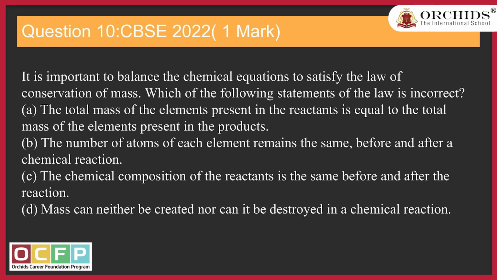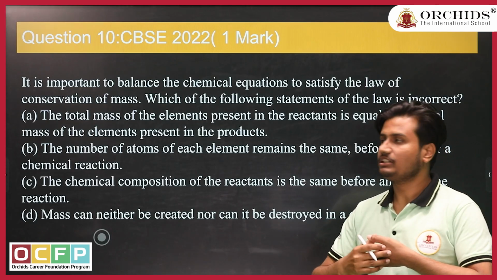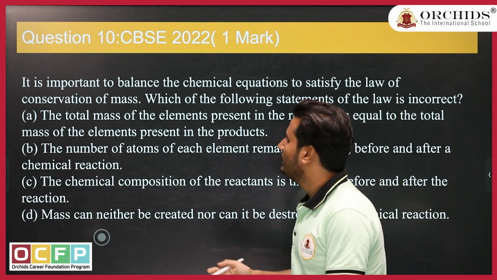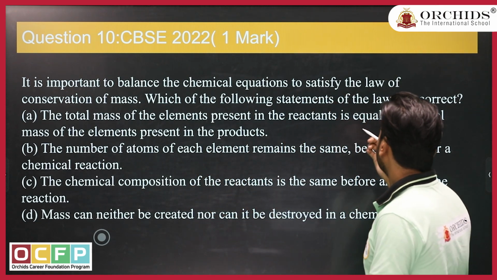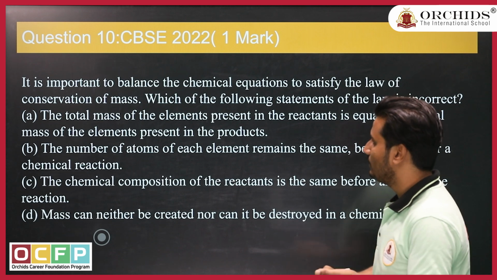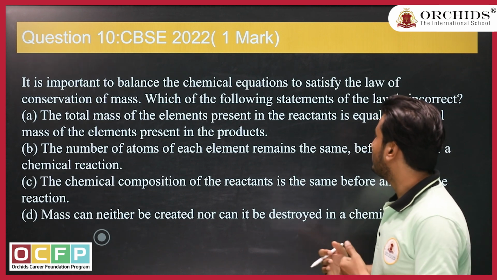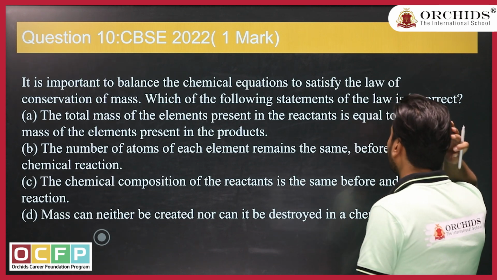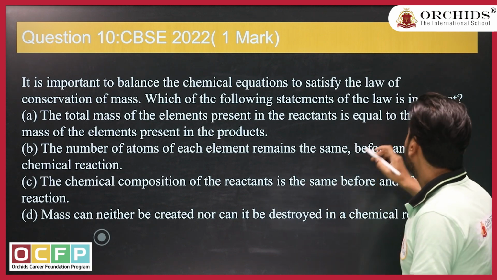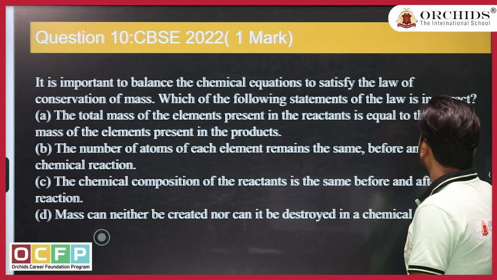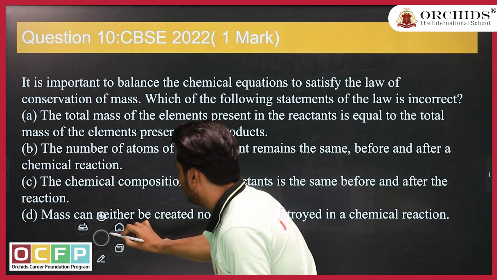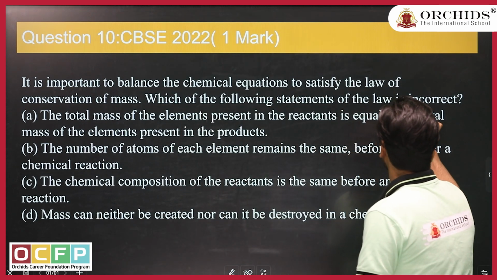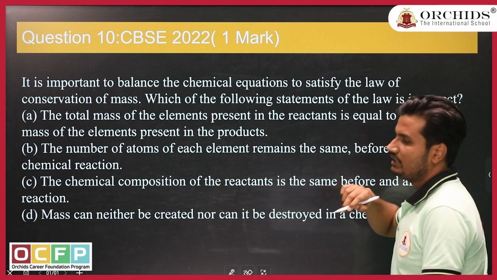Alright. So this is a question asked in 2022, a 1 mark question. It is important to balance the chemical equation to satisfy the law of conservation of mass. Which one of the following statements of the law is incorrect? Alright. Read the question very carefully. They are asking for the incorrect statement, not the correct statement.